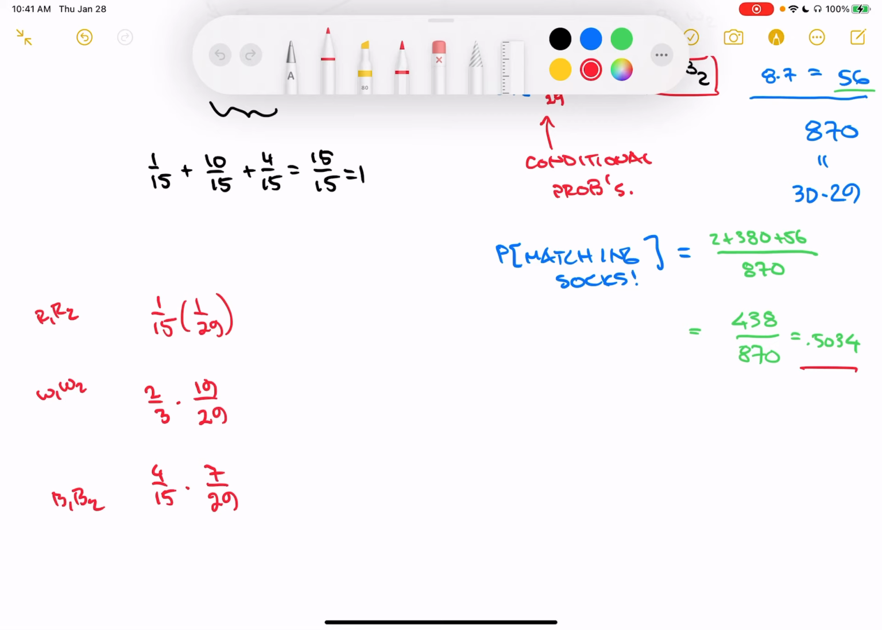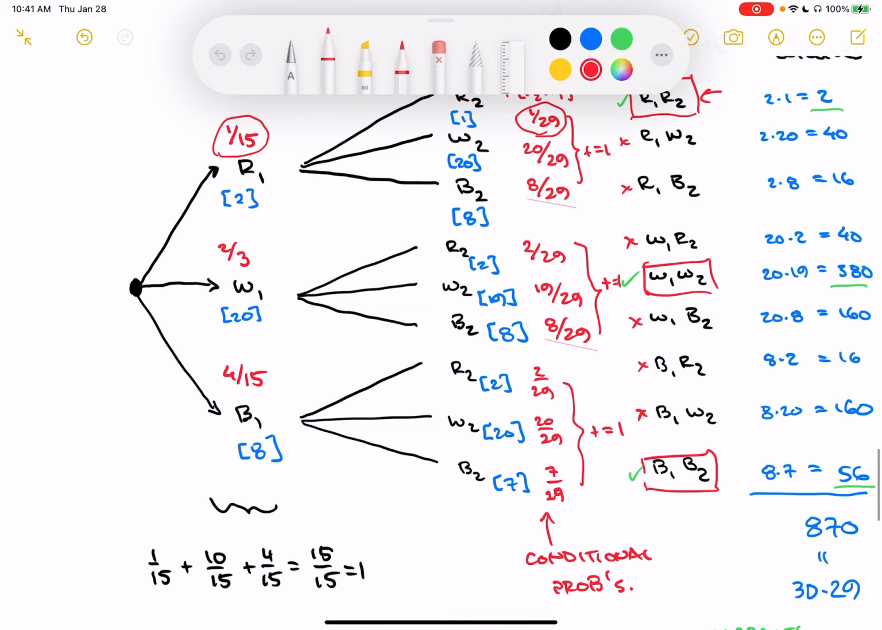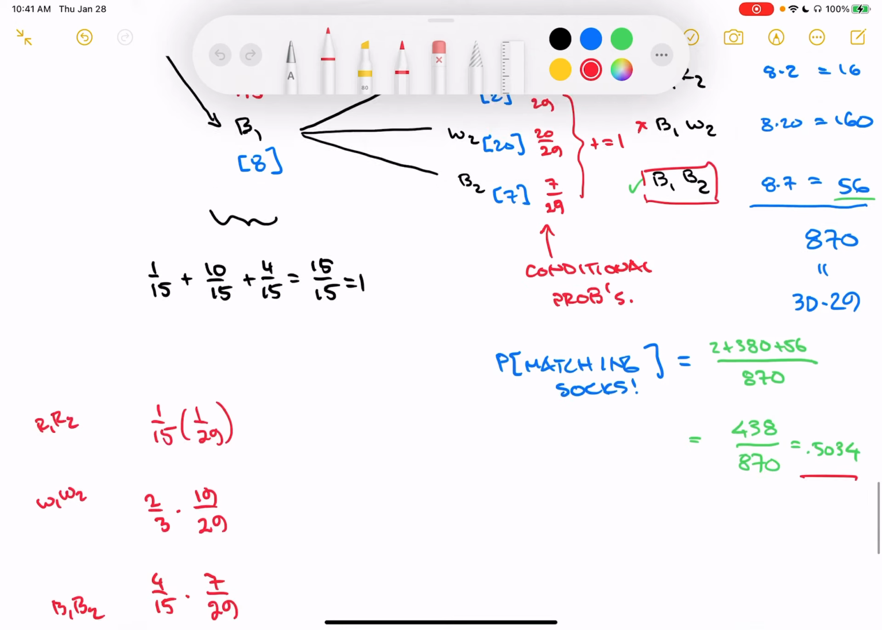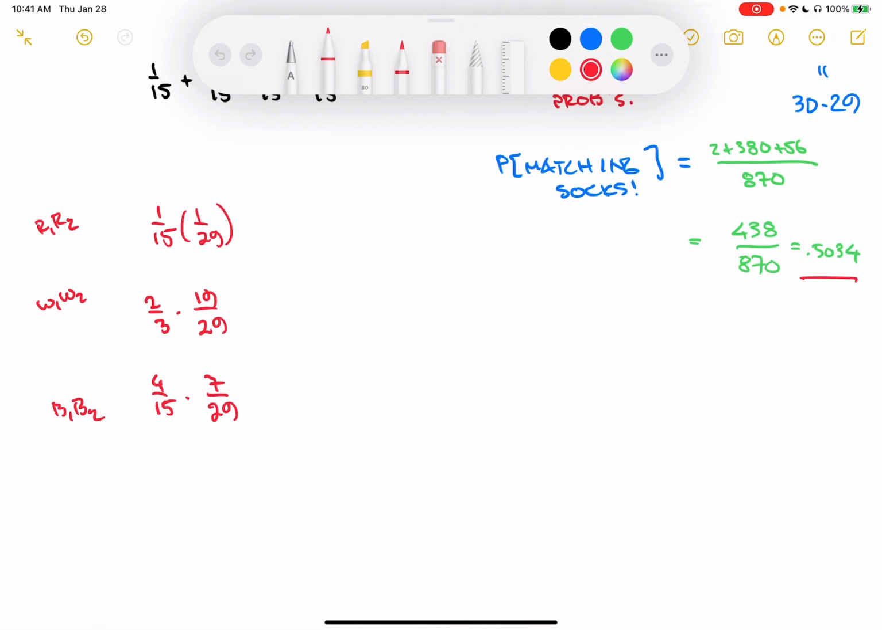Each one of these is mutually exclusive from the other. So I can get the probability of any one of these: red 1, red 2, or white 1, white 2, or blue 1, blue 2. That's that union, the union probability of disjoint events. And everything that comes out on one of these branches is going to be disjoint. This idea of the total probability here is just going to be a sum of those pieces.